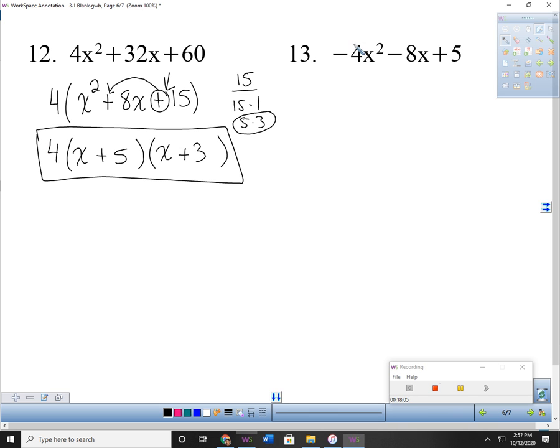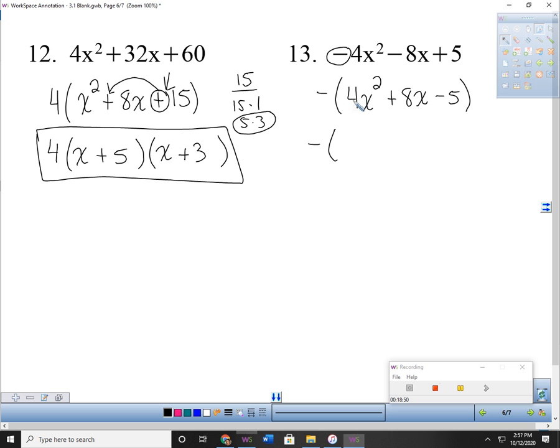All right, so number 13, I don't have any common factors, but I do have a negative on this front term, and that's a problem. I don't want this first term to ever be negative. So if it's negative, you need to factor a negative out. That's just like taking out a -1, correct? So if I divided everything by a -1, all that does is change the signs. So now my 4x squared is positive. My -8x is now positive 8x, and my 5 is now -5. So this negative is going to chill while you factor what's inside here.